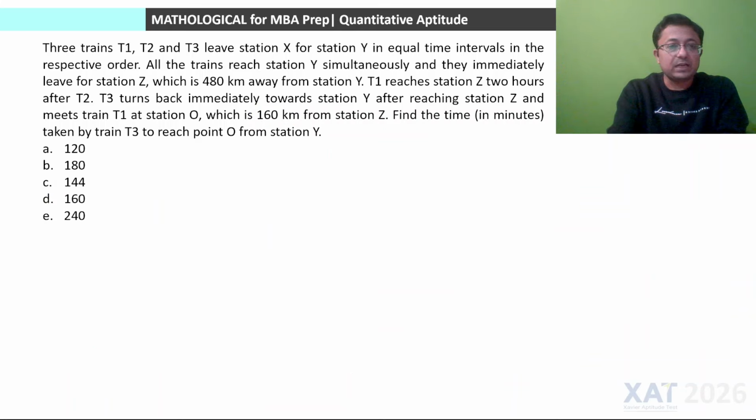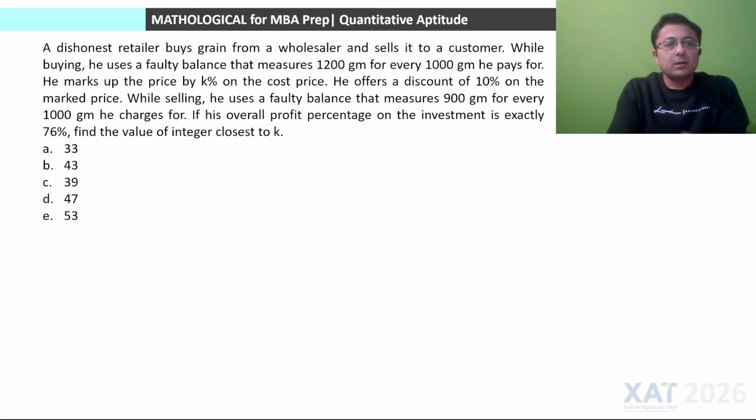ठीक है, चलो आगे बढ़ते हैं, नेक्स्ट वन। A dishonest retailer buys grains from a wholesaler and sells it to a customer. While buying, he uses a faulty balance that measures 1200 grams for every 1000 grams he pays for. He marks up the price by K% on the cost price. He offers a discount of 10% on the mark price. While selling, he uses a faulty balance that measures 900 grams for every 1000 grams he charges for. If his overall profit percentage on the investment is exactly 76%, then find the value of integer closest to K.